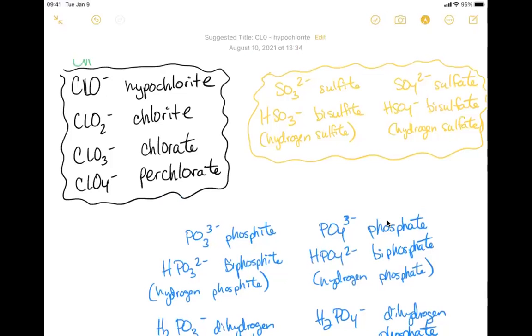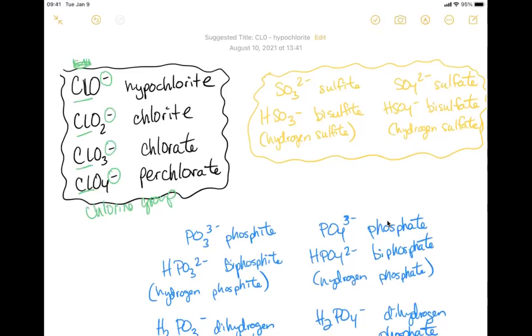So for this group, I guess I started too high. Oops, I'll do it down here then. I call this the chlorine group because it all contains chlorine. And we basically have the same charge for each one. They're all -1, so that makes it easy. And they just go by increasing amount of oxygen.